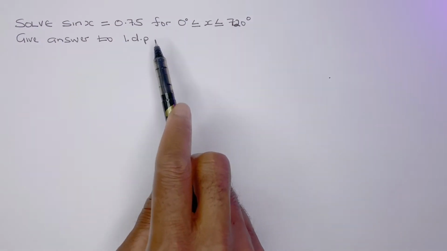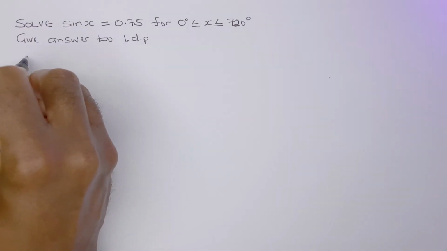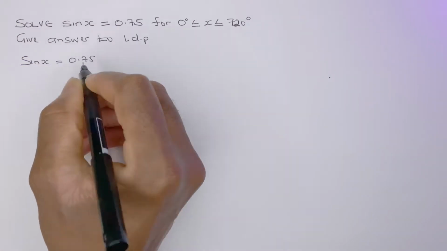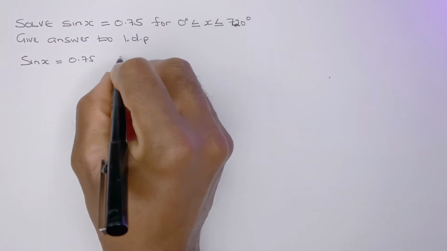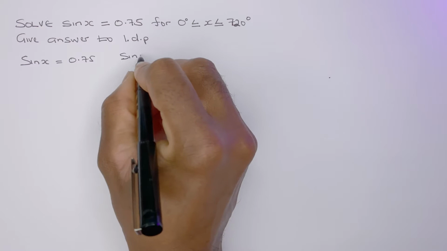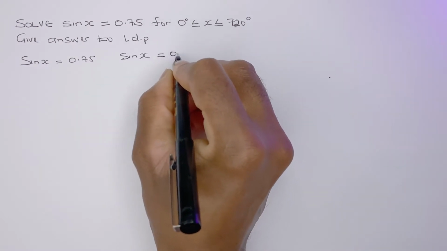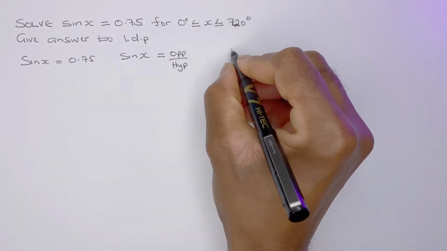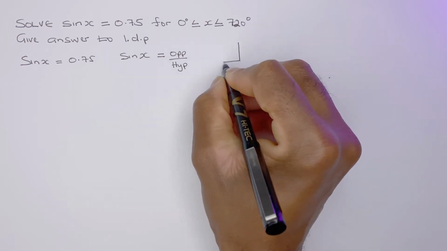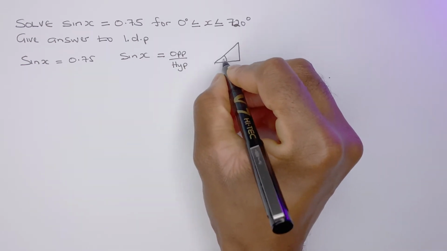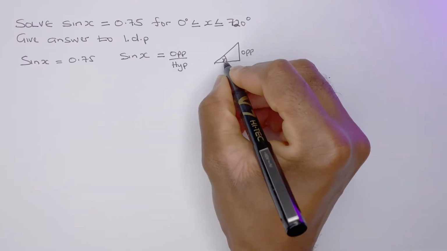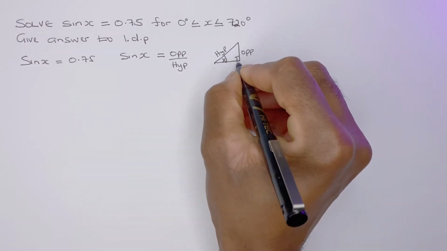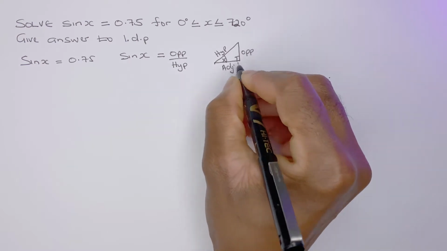We need to find those values here. So the best way to start is to say, well, sine of x equals 0.75. But we know what sine is. Sine of an angle x is actually opposite over hypotenuse. And if we have a right angle triangle like that, and that is x, so that will be the opposite of x. And the hypotenuse is the longest side of a right angle triangle. And this bit here will be the adjacent.